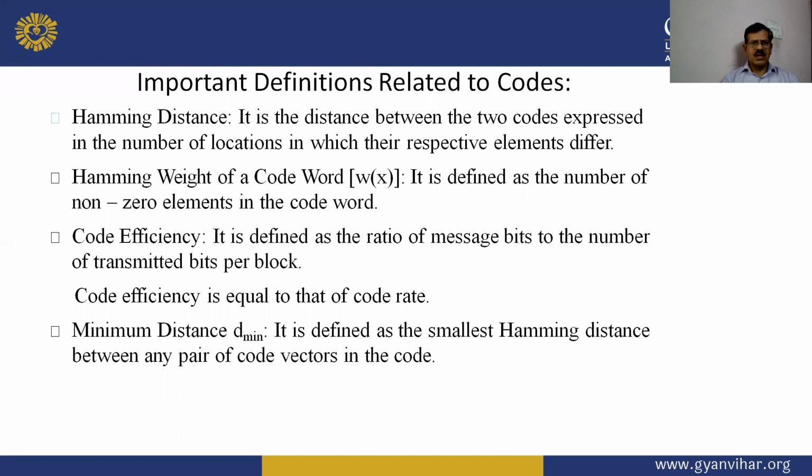Next, what is the code efficiency? Code efficiency is defined as the ratio of message bits to the number of transmitted bits per block. Code efficiency is equal to the code rate. What is the minimum distance? Minimum distance is defined as the smallest Hamming distance between any pair of code vectors in the code. So these are some important definitions related to codes.